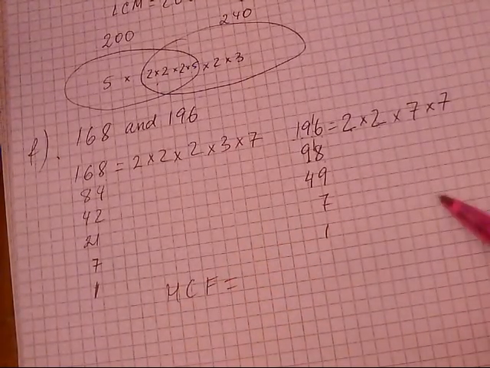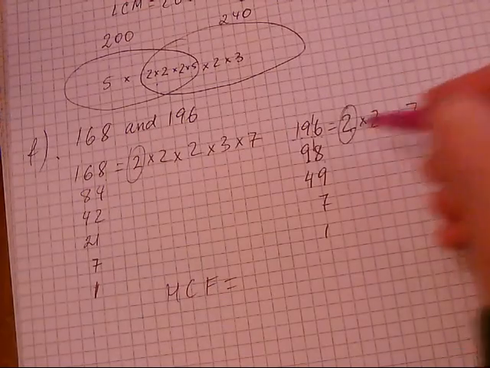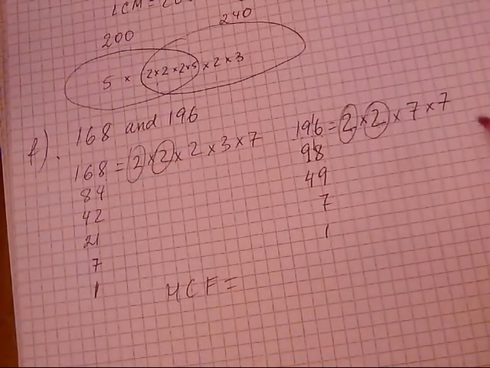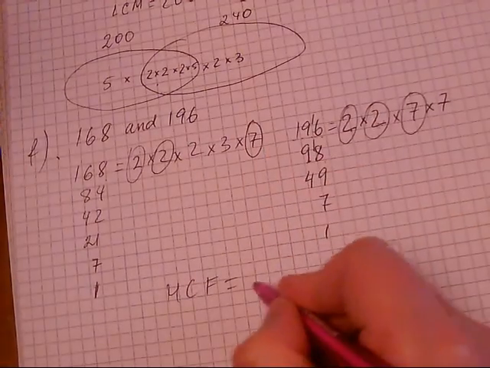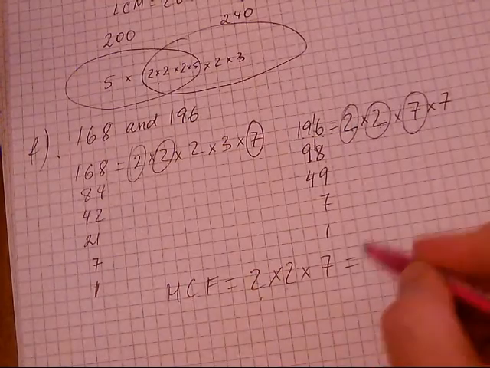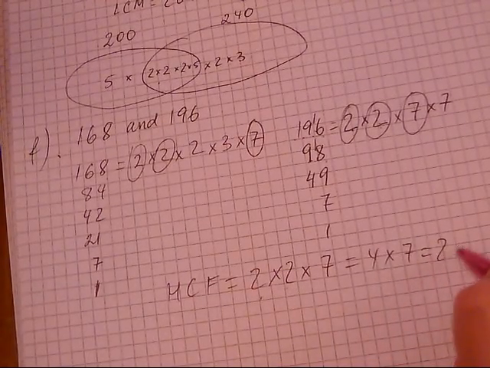Let's find all common factors. 2 is here and here. 2 is here and here. No 2s anymore here, and one 7 left. Done. So the highest common factor is 2 times 2 times 7. This is 4 times 7, 28.